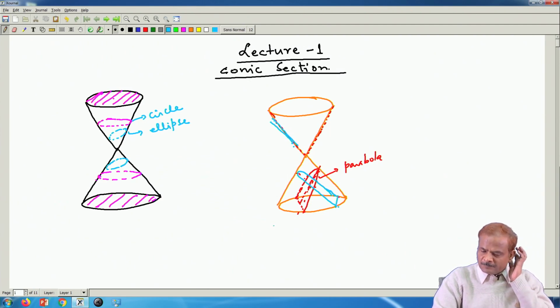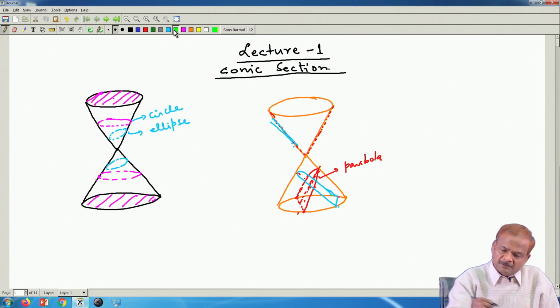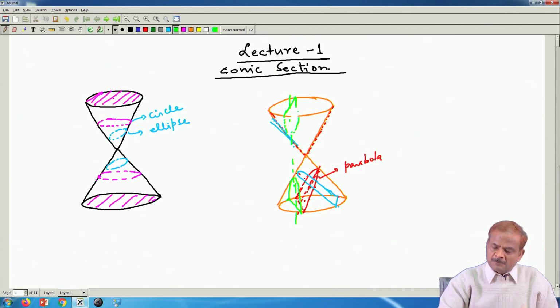On the other hand, if we take any section of these two cones, we get a hyperbola. Say I take a plane like this, and this plane is cutting like this and here also, let us say cutting like this. So, this shape whatever we are getting here is your hyperbola.